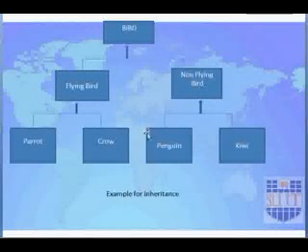This is the UML class diagram. The flying bird is a bird. Non-flying bird is a bird. Parrot is a flying bird. Penguin is a non-flying bird. These things are represented in this slide.